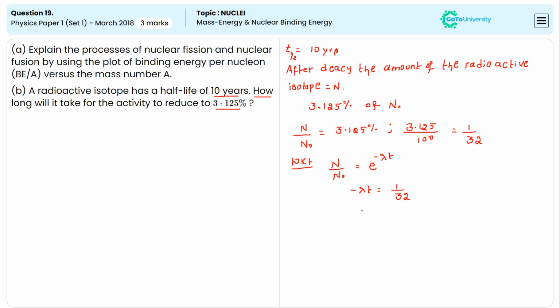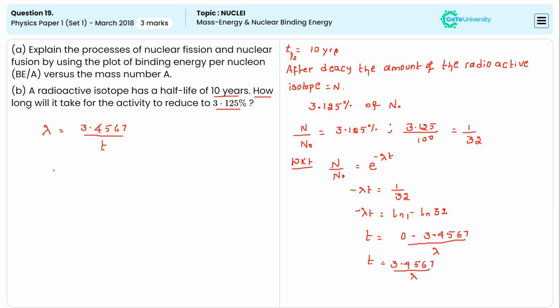Then we can simplify this one as minus lambda t is equal to ln 1 minus ln 32. We know that ln 1 value is equal to 0. Then t is equal to 0 minus ln 32 value divided by lambda, that is 3.4567 divided by lambda. Then t is equal to 3.4567 divided by lambda. And lambda is equal to 3.4567 divided by t. And here the t is nothing but t half, which is equal to 10 years.